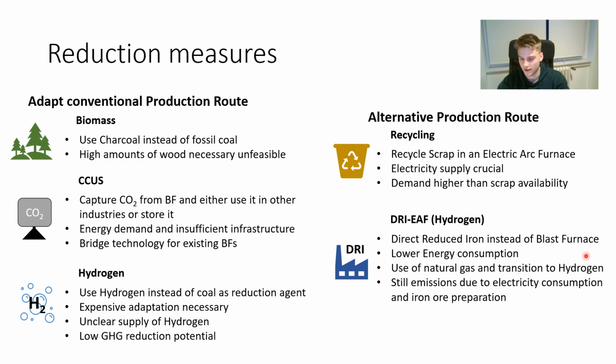But on the other hand, there are still emissions due to the electricity consumption of the direct reduced iron, of the EAF, which is needed after we produce our iron from the direct reduced iron, and the production of hydrogen, or that the iron ore still has to be prepared, which adds to the emissions. This knowledge enables us now to derive feasible reduction measures for the production of steel.